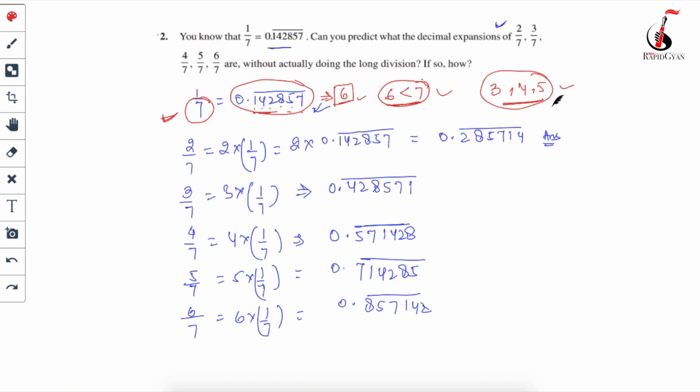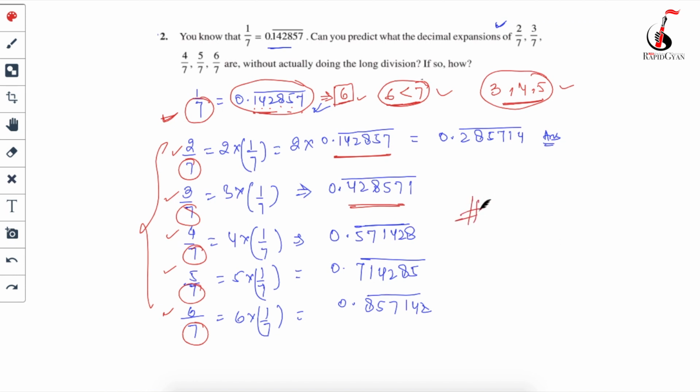The same thing you will have to apply over here. Whenever you are multiplying with either 2 or 3 or 4 or 5 or 6, you will have to ensure that the repetition string cannot have more than 6 digits, because in every case your divisor is 7. So that's one very important thing, you will have to note it down. Okay. Now we'll move to the next question. What is your next question?